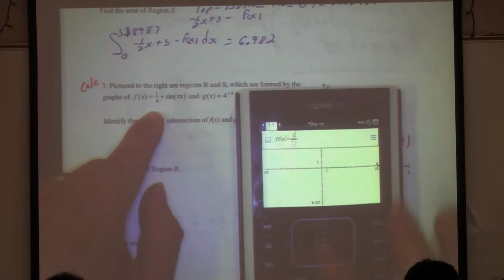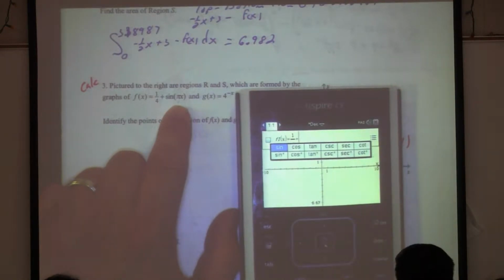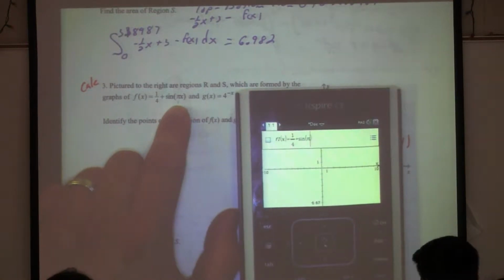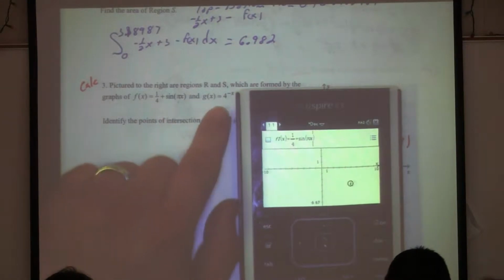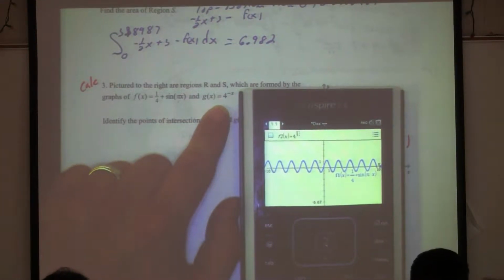Let's type it in. So what happens if you save? It just saves the document. It's taking up memory. Sine of pi x. And then press tab and let's type in the next one. 4 to the negative x.